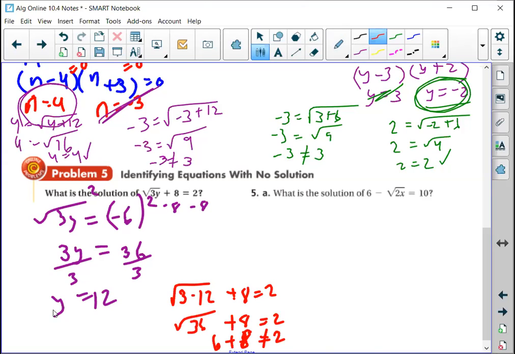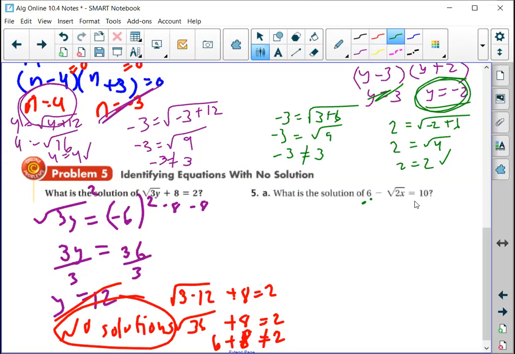But the 12 was our only possibility. So in this case, it would be a no solution situation, which happens sometimes. So don't forget to check your work just to make sure things are going well. We're going to do that same thing for the next one.